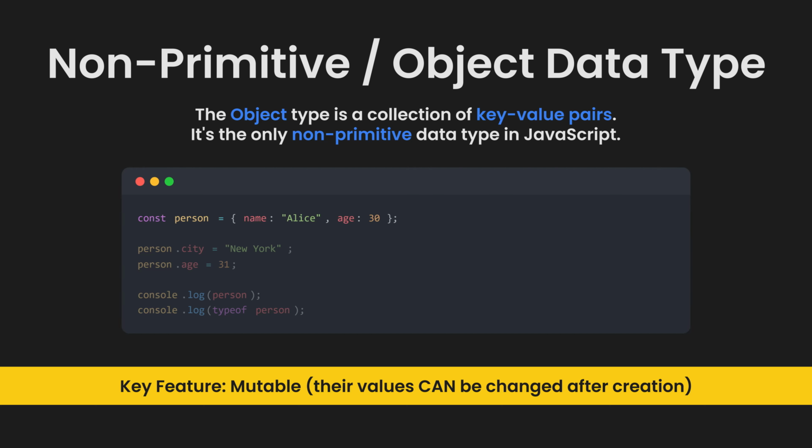Here's a basic object person with properties like name and age. We can easily add a new property, like city, or modify an existing one, for example, changing age to 31. Logging the person object shows these changes. The object itself was mutated, and checking typeof person indeed confirms it's an object. Beyond plain objects, many other built-in JavaScript structures like arrays and functions are also special kinds of objects. We'll explore this next.